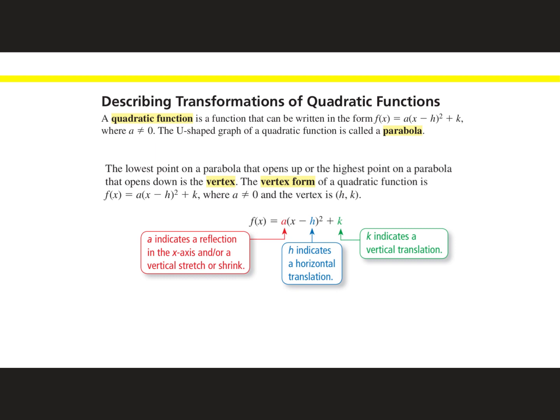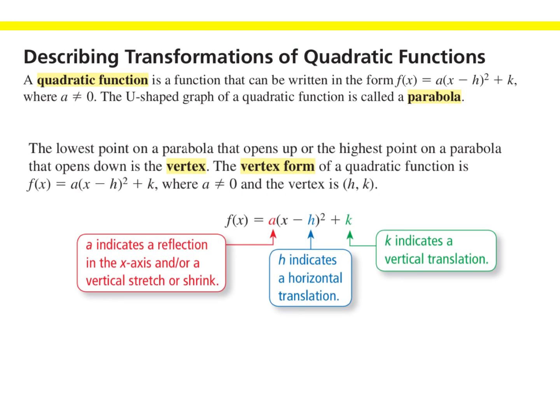On the next slide, we're going to be describing transformations of quadratic functions. Here's just some vocab, which we already know. A quadratic function is a parabola-shaped graph. Parabola just means that it is U-shaped. We can have a parabola that opens up or down, so a U or an upside down U. In vertex form, we have this equation here, where the vertex is (h, k). The vertex is either the lowest point or the highest point of our parabola.